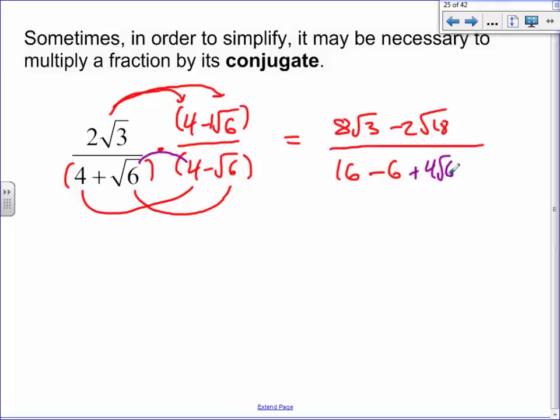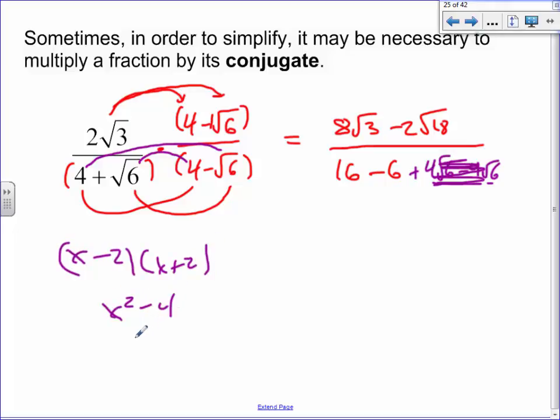It's going to give you 4 root 6. And when you times this 4 by that negative root 6, it'll give you minus 4 root 6. Yes, you were supposed to get square roots, which is normally a bad thing. We don't want them. But the brilliant thing is that they'll actually cancel each other. This is a difference of squares. This is like x minus 2 and x plus 2. When you FOIL it out, you get x squared minus 4, because the middle terms cancel each other.